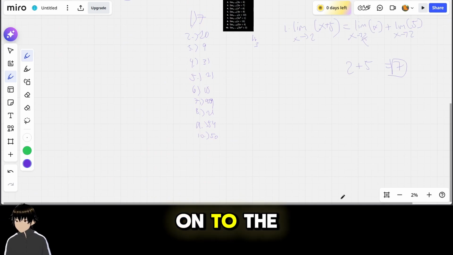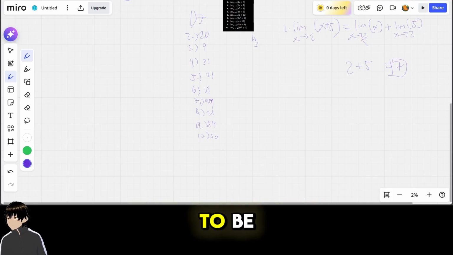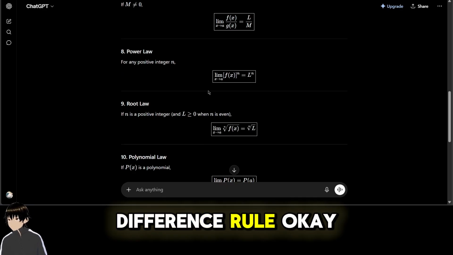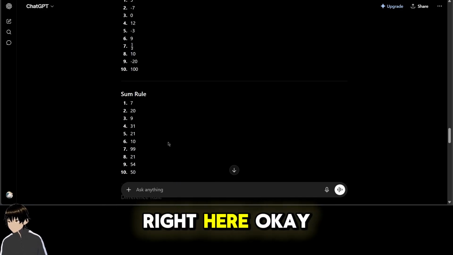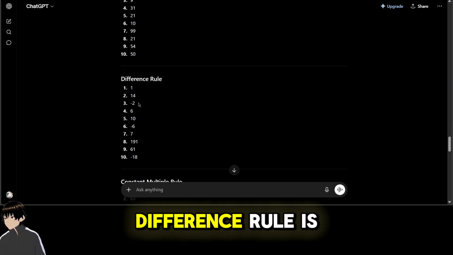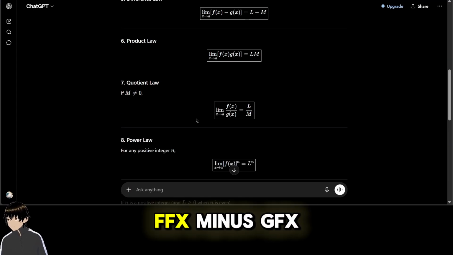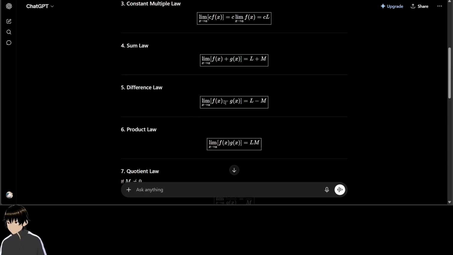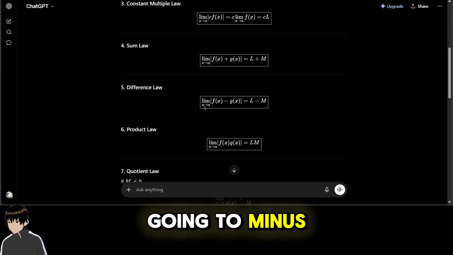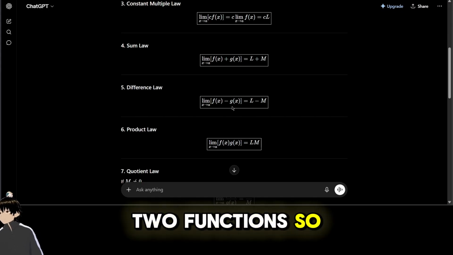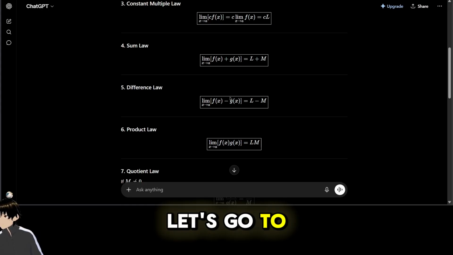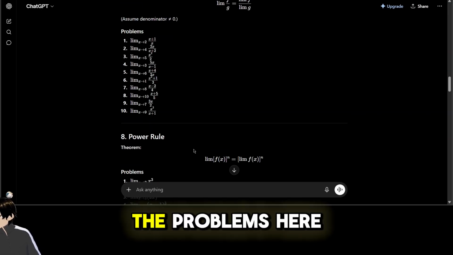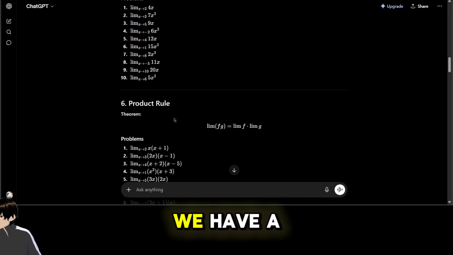All right, so let's move on to the next rule. What's the next rule going to be? It's going to be the difference rule. The difference rule is the limit of f of x minus g of x as x approaches a. So we're just going to subtract two functions. So let's go to the problems here.